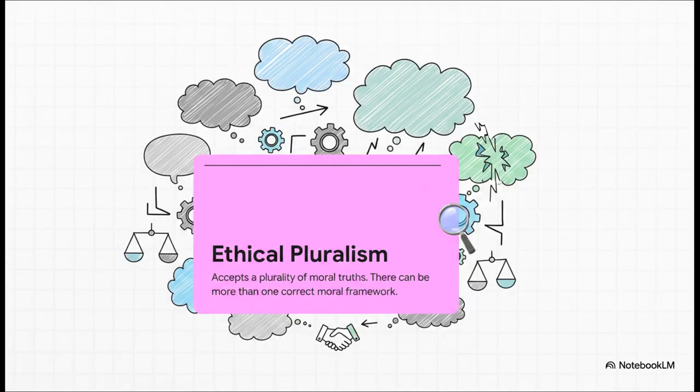And then you've got this middle ground, ethical pluralism. This idea accepts that, hey, there can be more than one genuinely correct moral framework. But, and this is a big but, it also knows that sometimes these truths can totally clash with each other. And that forces us into that really tricky space of having to make these tough right versus right decisions.